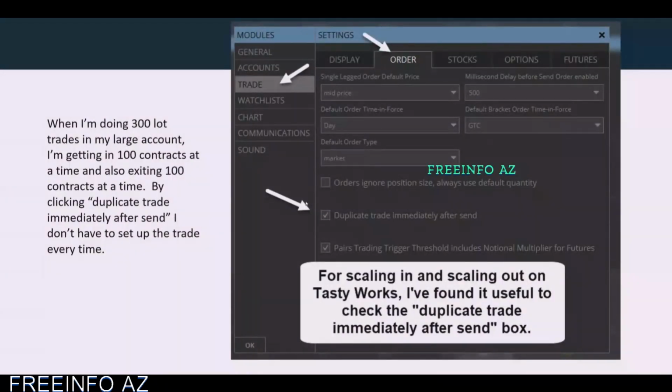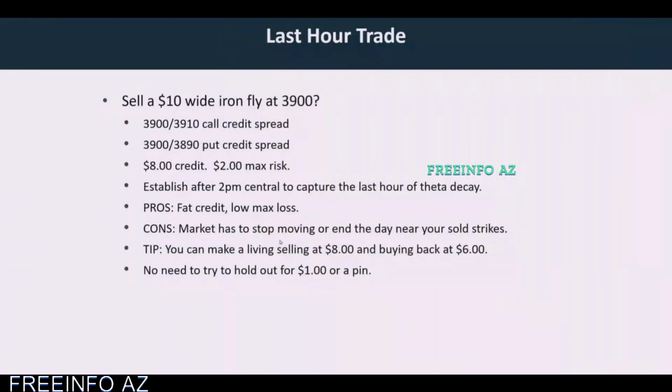So I talked about that. And then, okay, what about the last hour of trading? Now, again, this is a little bit more advanced. If you're newer, don't worry about this stuff. But what about the last hour? These are some things that I would do in the last hour.